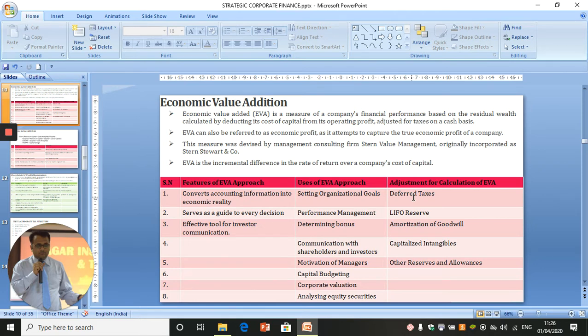LIFO reserves, that is last in first out reserves. Amortization of goodwill is also to be adjusted, because that is amortization similar to depreciation, and that is a non-cash expense. And capitalized intangibles, whatever intangibles we have capitalized, are also to be added back, because that will lead to cash creation. Other reserves and allowances, whatever other allowances and reserves we have deducted out of the profit, and which are not in cash format, or which are not in operating format, then we'll have to add them back.